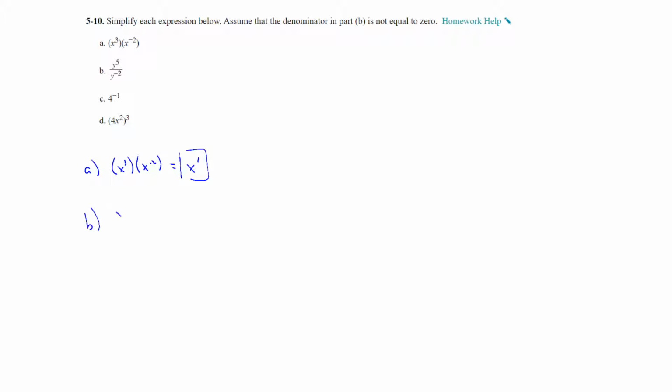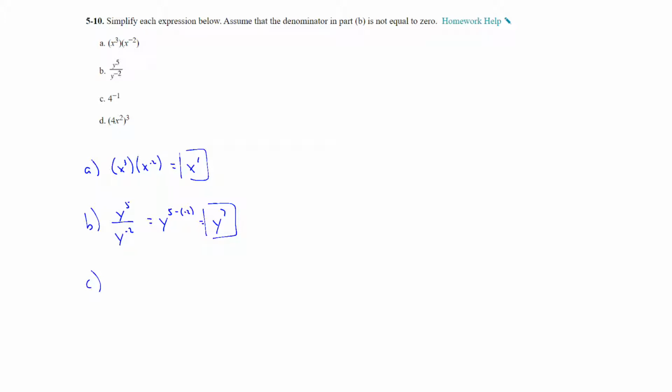On b, you have y to the fifth divided by y to the negative second. Now you could move y to the negative second to the top, but if we just use our rule of subtraction, 5 minus a negative 2, that would be y to the 7th power. And it works either way. So you could also move the y to the negative 2 to the top, and then you'd have y to the 5th times y to the 2nd, which is y to the 7th as well.